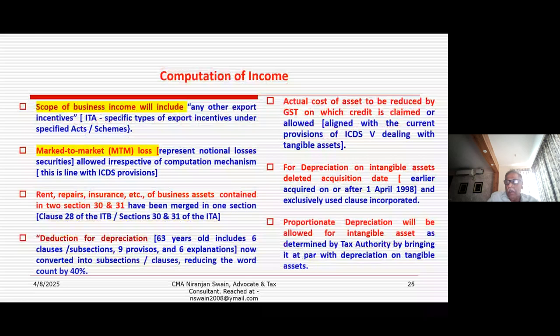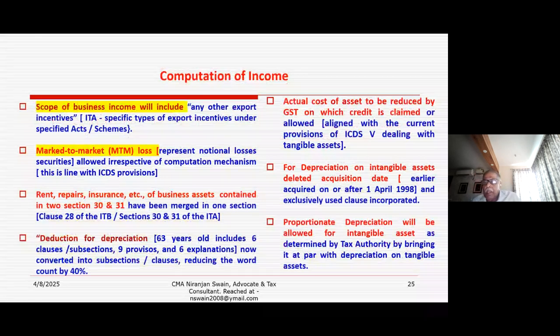Business income, they have expanded. Friends, I'm giving just one overview. Profits and gains from business are contained in section 28. Section 28 contains different receipts which can be treated as business income. Sections 30 to 37 contain different types of expenditure, and there are a number of subsections. And these sections 30 to 37 are again subject to certain restrictions.